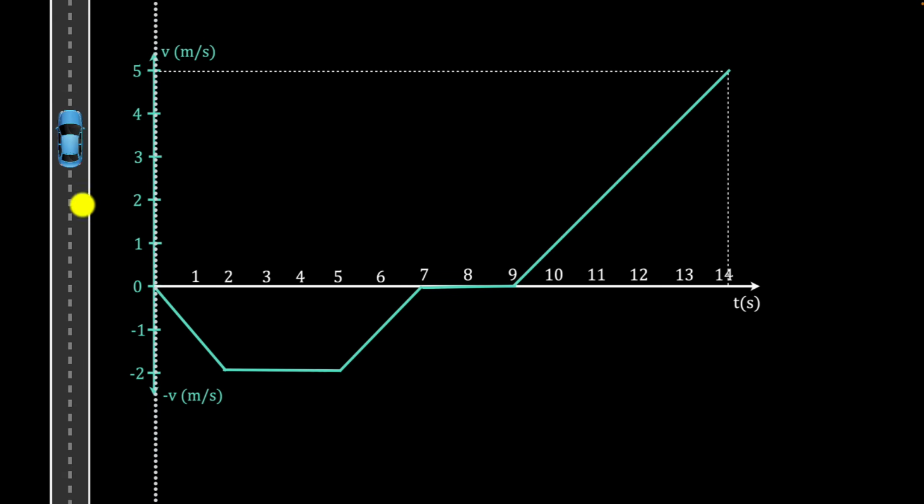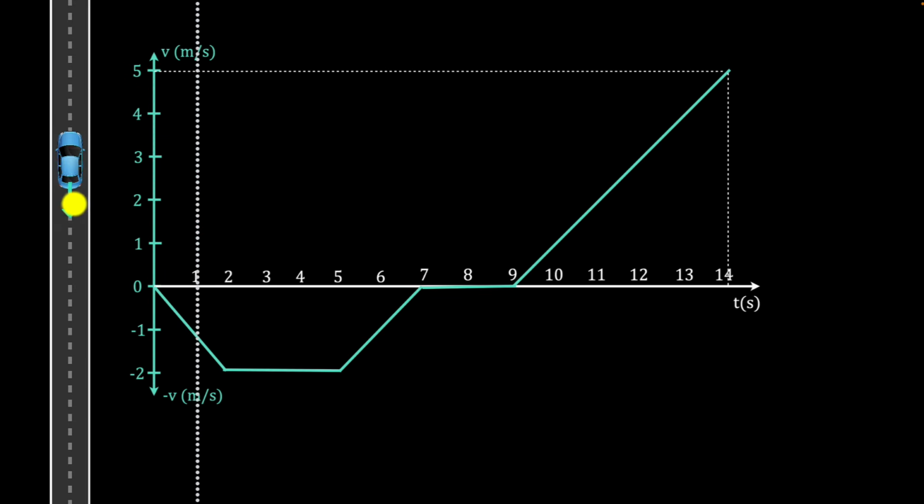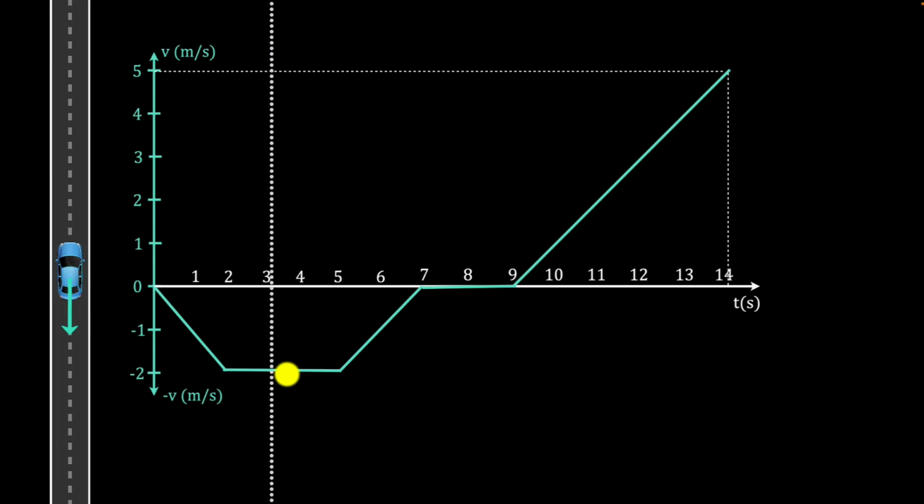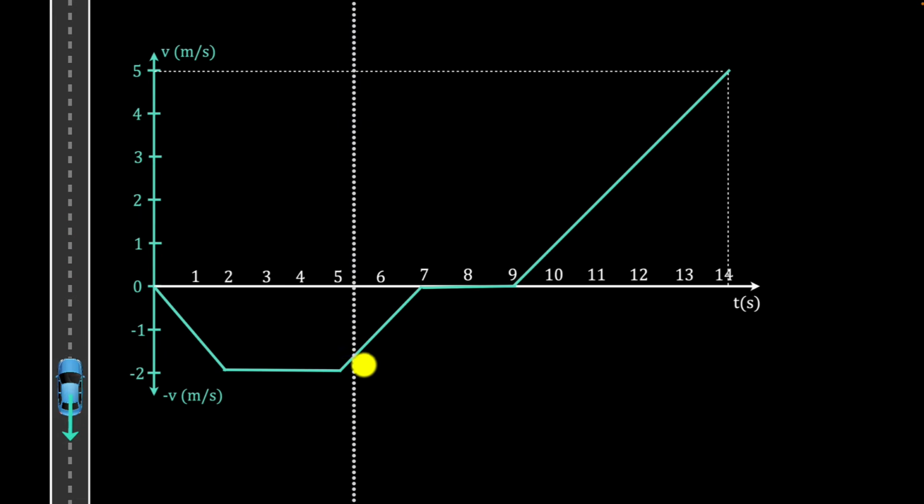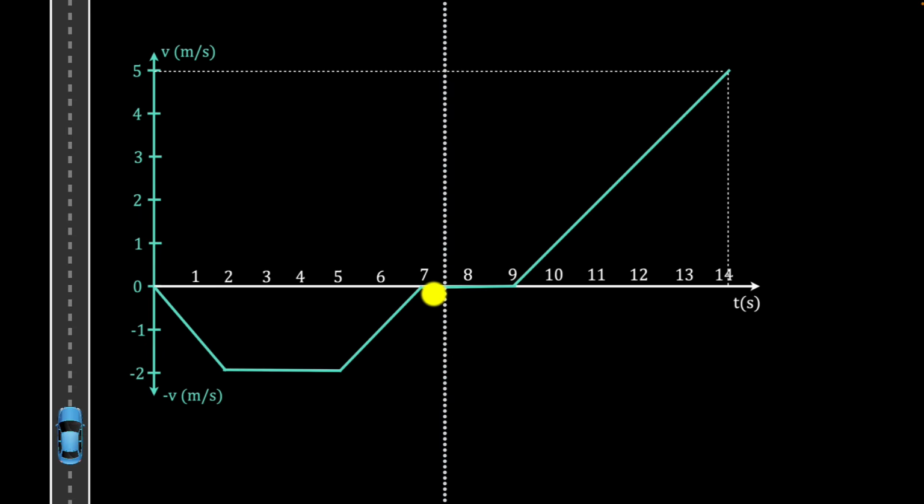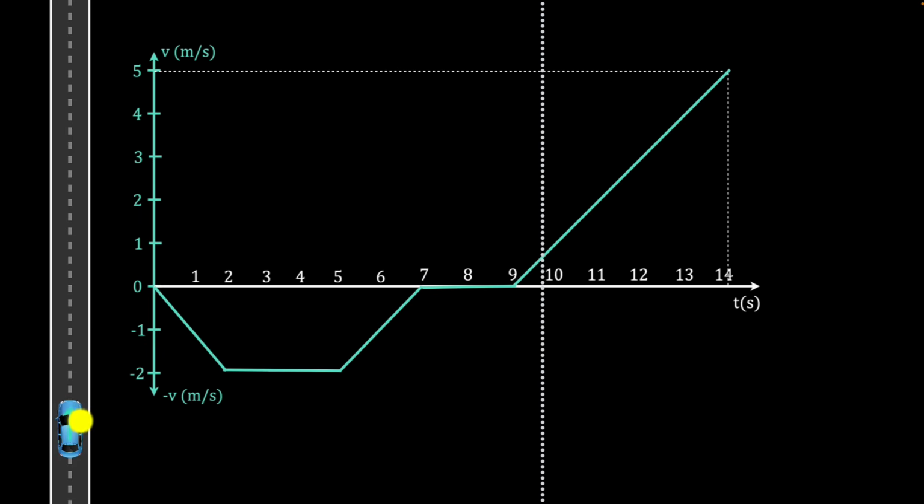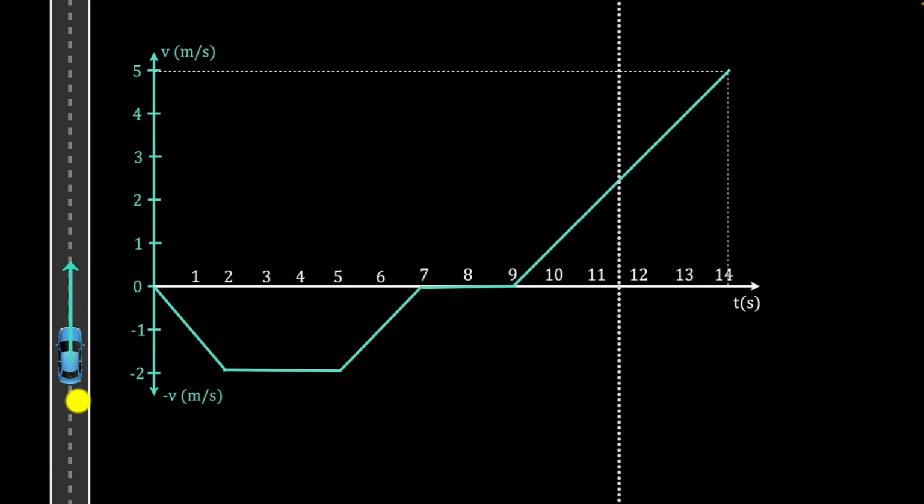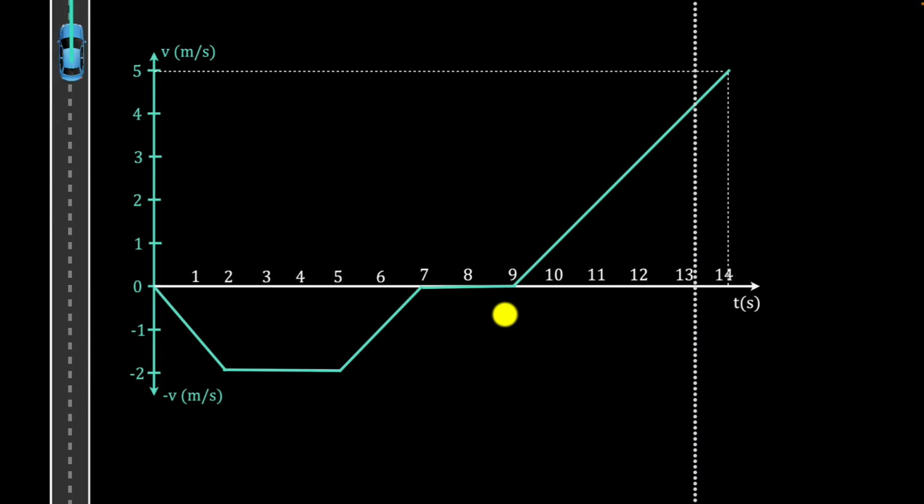Okay, let's repeat the same animation, but this time let's concentrate on the velocity. Again, the forward direction is positive velocity, backward direction is negative velocity. So at time t equals 0, the velocity is 0, okay? As time passes by, its magnitude increases in the negative direction. Now its magnitude stays constant. Now its magnitude reduces, it goes to 0, the car comes to a stop, and now the velocity becomes positive, its magnitude keeps increasing, so the car keeps speeding up.